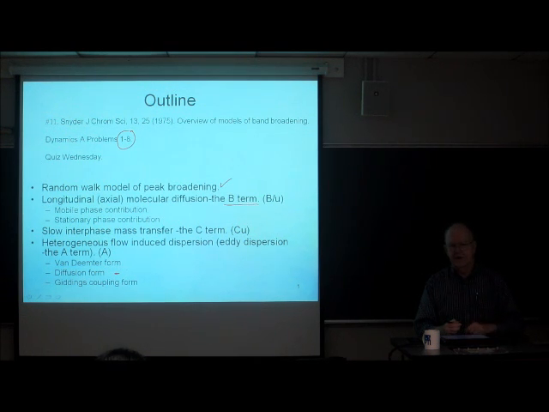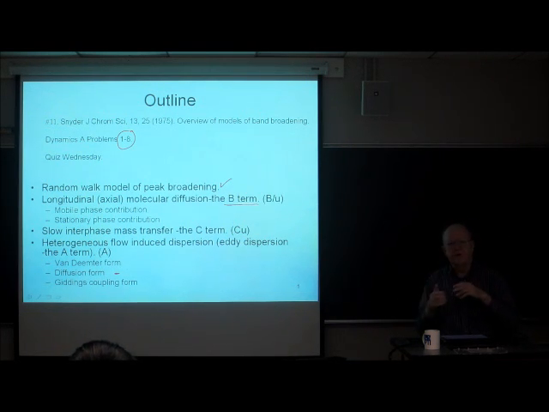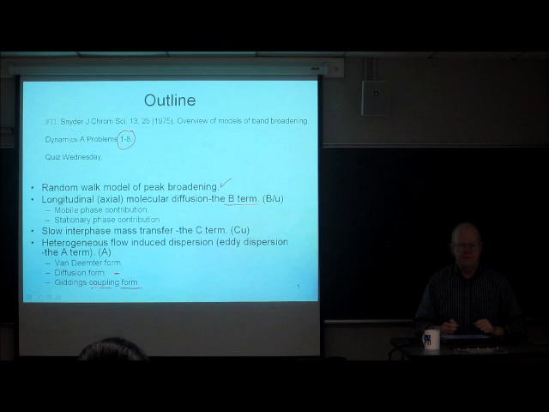And then a few years after that, Giddings said, well, you know, I really think they're both wrong. And he came up with a third approach, which actually is a very general approach that says the Van Deemter approach and the diffusion approach are actually coupled together. They're mixed together. And this is what we call the Giddings coupling form of the eddy dispersion equation. And I'll show you today, I hope, how the random walk model actually treats all three of these subcases.